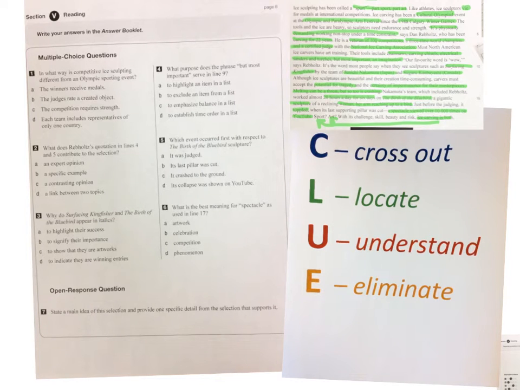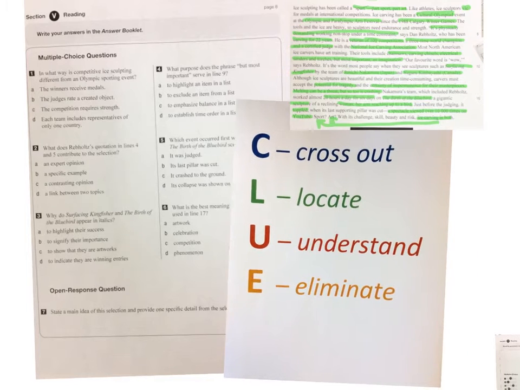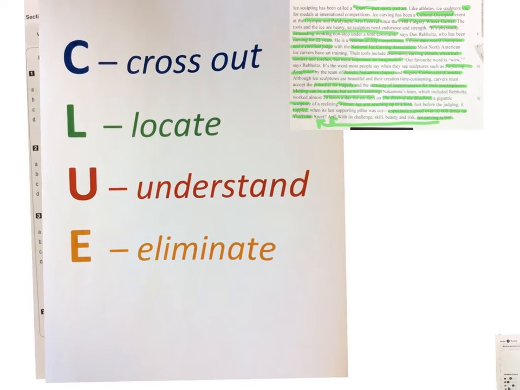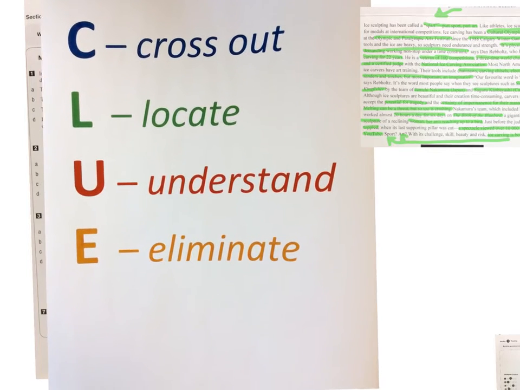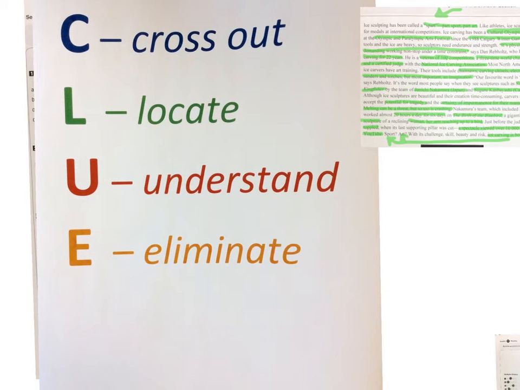Welcome back, CA. This is part B of episode 3, the informational text and multiple choice questions. During this episode, we're going to look at how to best answer multiple choice questions using a strategy we'd like to introduce to you. Here, the strategy is an acronym called CLUE.